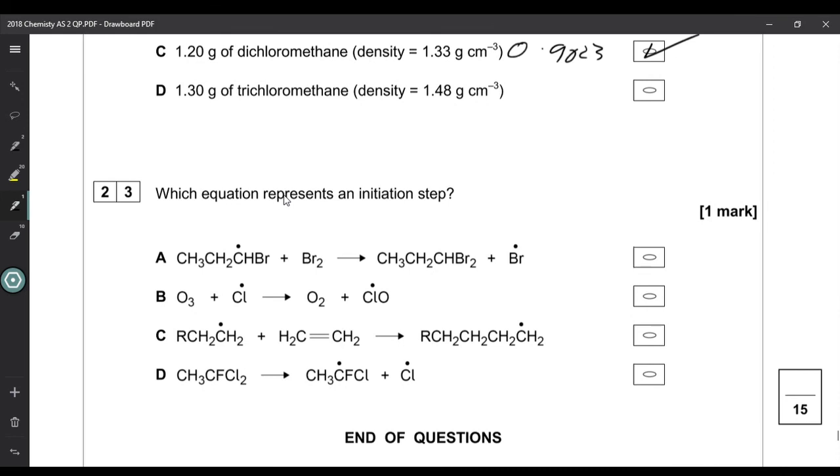And lastly, we've just got to know about what an initiation step is. So we're given 4 reactions, and the initiation step that is listed here is the final one, D.